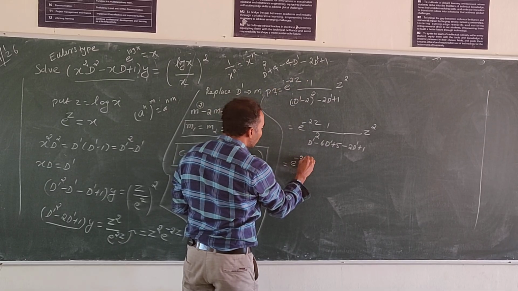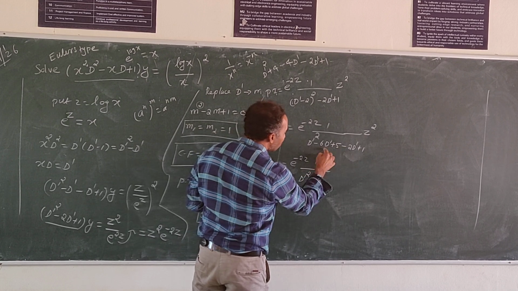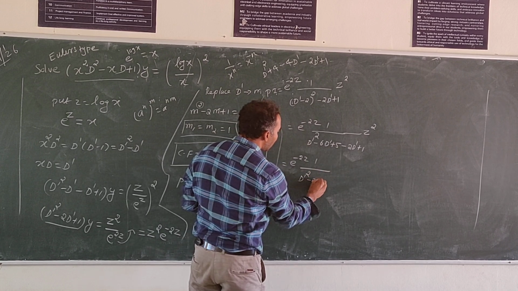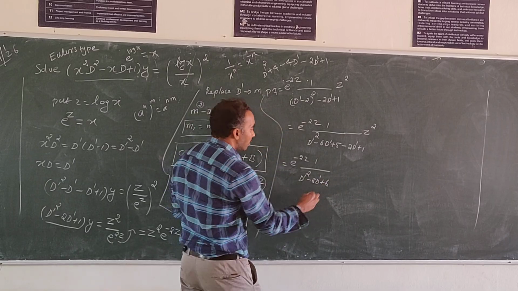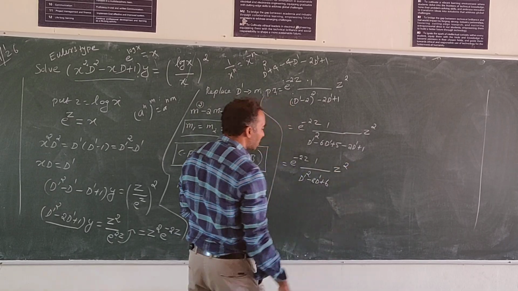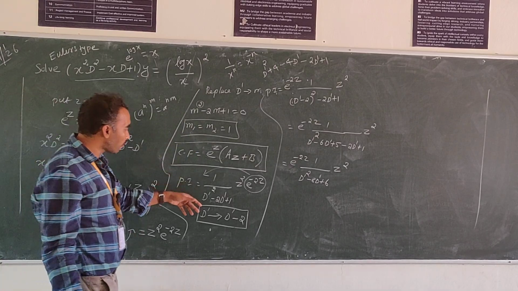e power minus 2z at 1 divided by d dash square. Add these two: minus 8d dash. Add these two: plus 6z square. Okay, is it correct? Just once again verify.